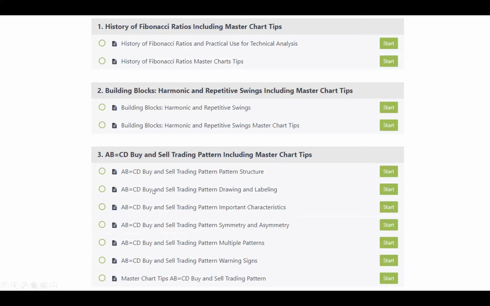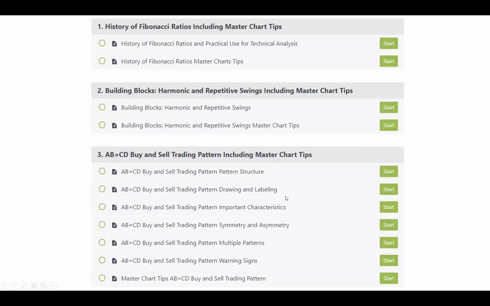The next thing that you're going to work on after understanding the building blocks with the harmonic and repetitive swings and the Fibonacci ratios is now you're going to start understanding this trading pattern, the AB equals CD buy and sell trading pattern. Even though it's a simple pattern in the shape, the lightning bolt, we go through the structure and we go through how to draw it and label it.